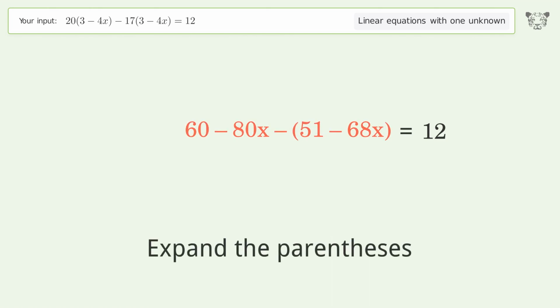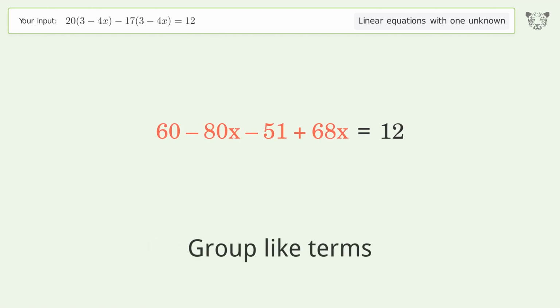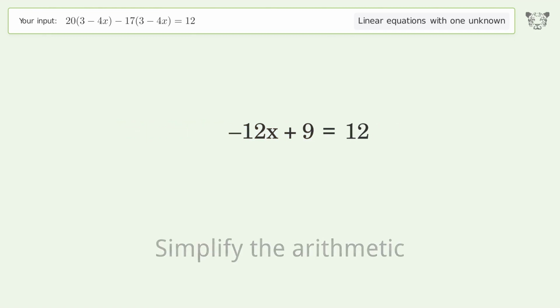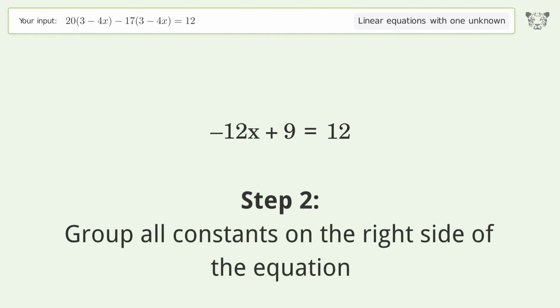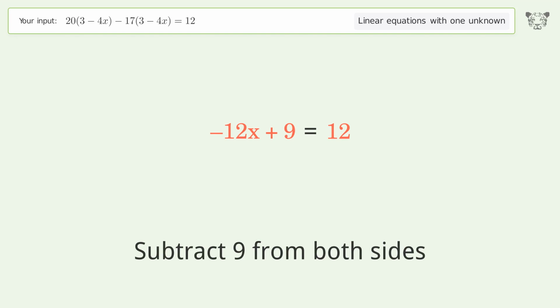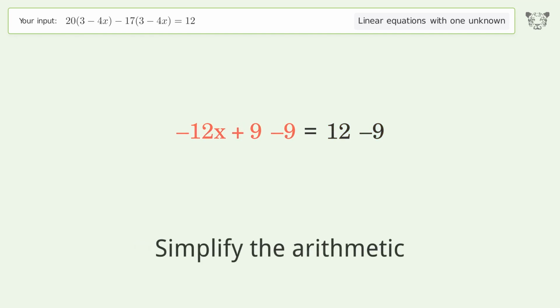Expand the parentheses. Group like terms. Simplify the arithmetic. Group all constants on the right side of the equation. Subtract 9 from both sides. Simplify the arithmetic.